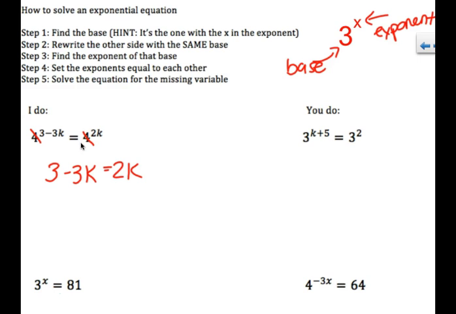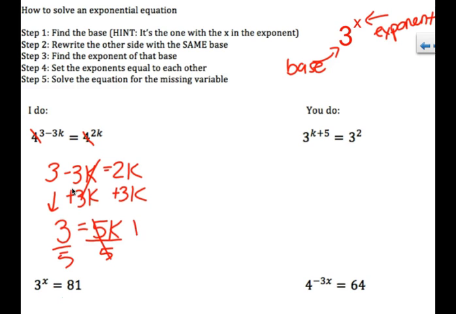Okay, so I want to get my variables to one side and my coefficients to the other. So I notice I've got 2k's. If I subtract 2k, I'm going to have nothing left on this side, and my equation's going to be unbalanced. So I'm going to actually add 3k to get the variables on the same side. Drop down this 3 equals 5k. Now I divide by 5. And so you can either leave that as k equals 3/5, or if you want, you can change it to a decimal and say 0.6. Okay? So that would be my answer to this problem.